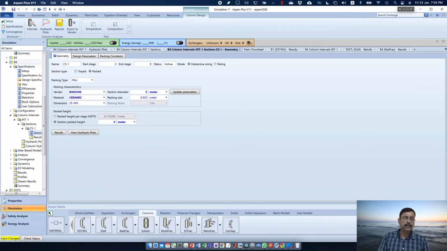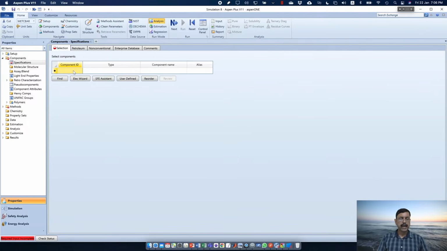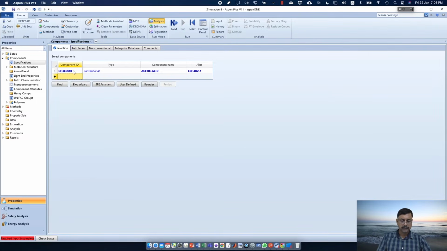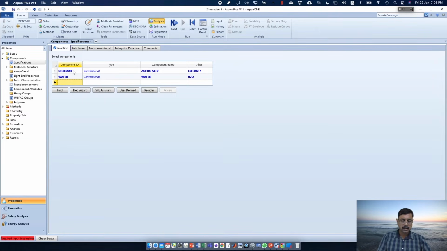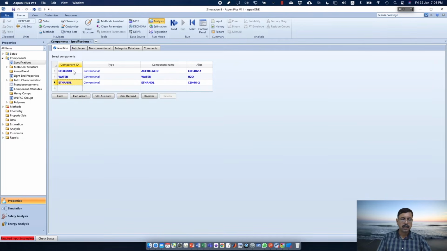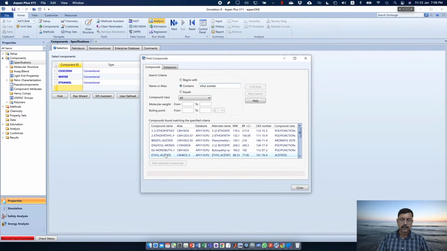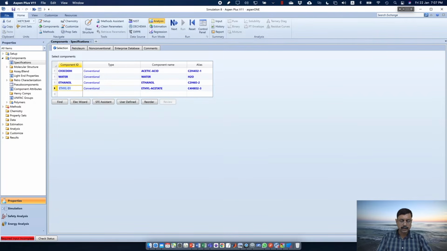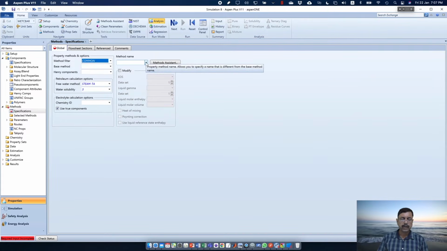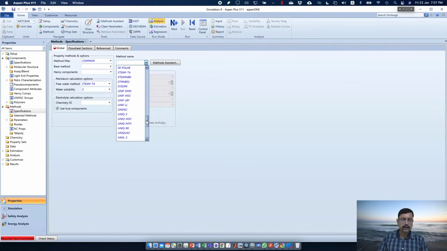For that, let us open a new simulation. So we have first component acetic acid. We can write in this fashion. This is acetic acid, water, ethanol, and then ethyl acetate. Find ethyl acetate. So this one you choose, add selected compound. Let us rename it as ETH-S. Press next. We will use UNIFAC method because that is the best property method for this kind of system.